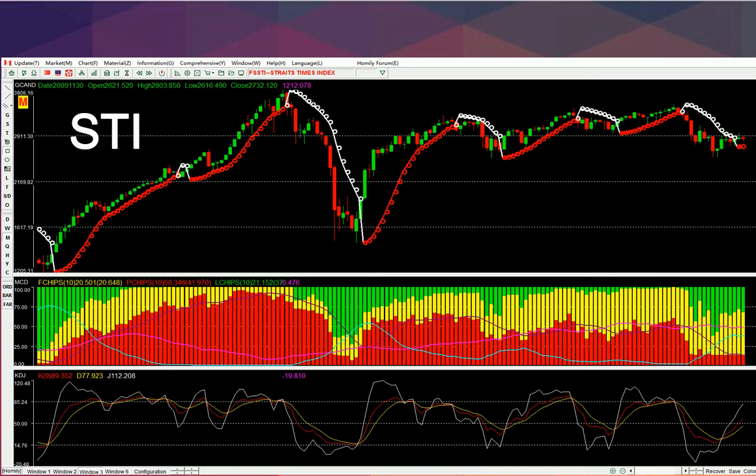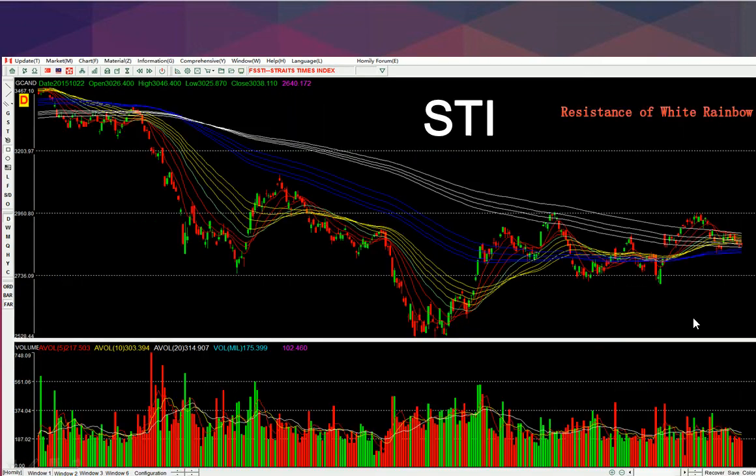So for the monthly chart, the candlestick is still red, so you still can keep. Then we can see this one. This is the homely rainbow, right? For the long-term trend, the white line shows the long-term trend is down, okay? So for the short-term trend, it's still good. So you should pay more attention to the resistance of the white rainbow, okay?